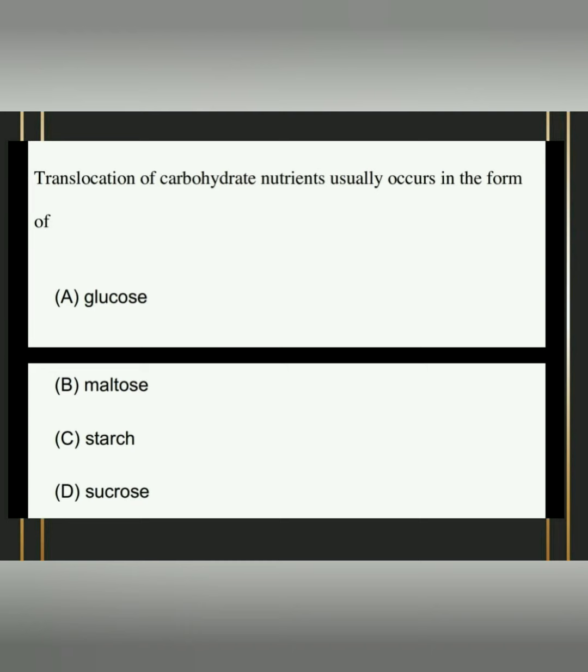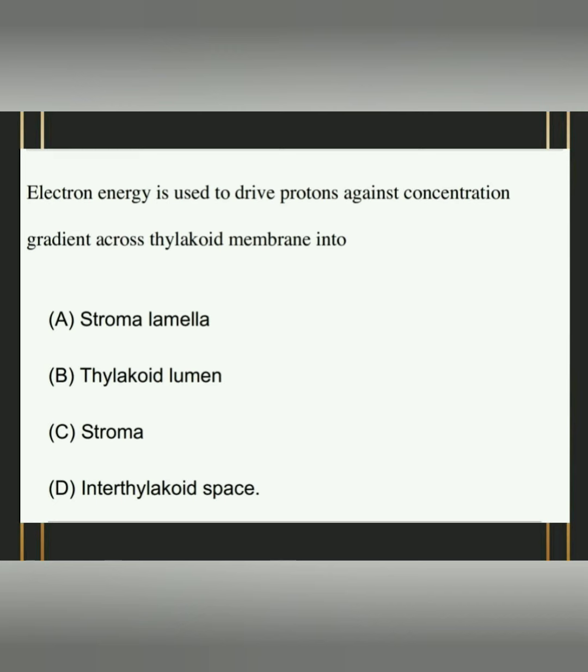Translocation of carbohydrates and nutrients usually occurs in the form of glucose, maltose, starch, sucrose. And the answer is option D, sucrose. Electron energy is used to drive protons against the concentration gradient across the thylakoid membrane into stroma lamella, thylakoid lumen, stroma, interthylakoid space. So the answer is B, thylakoid lumen.